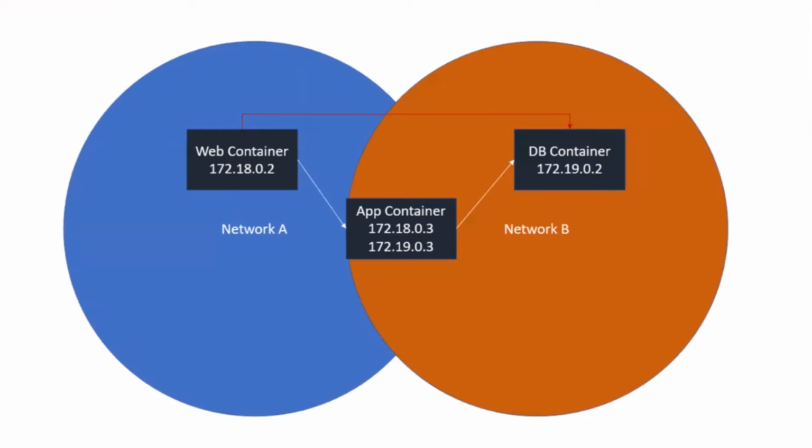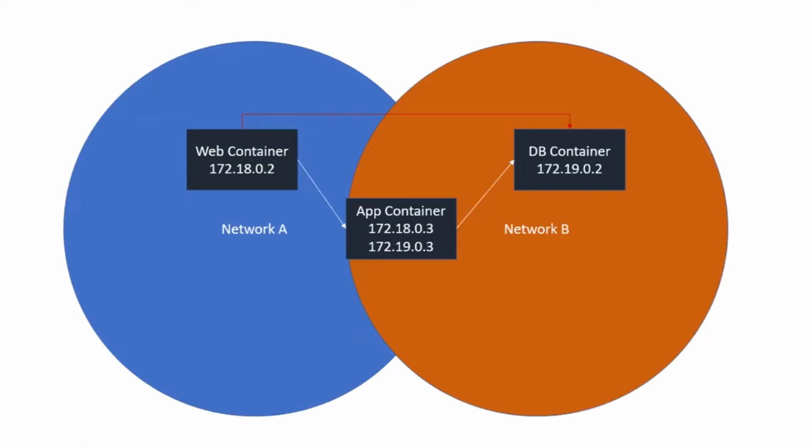For this, we are going to create two networks. One is network A and another one is network B. We will bring the web container on network A and the DB container on network B. And we'll bring the app container on network A and then we will attach network B to the app container.